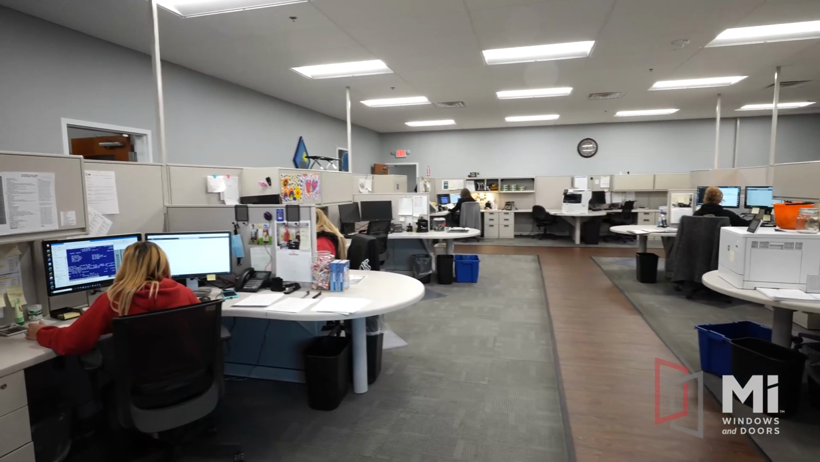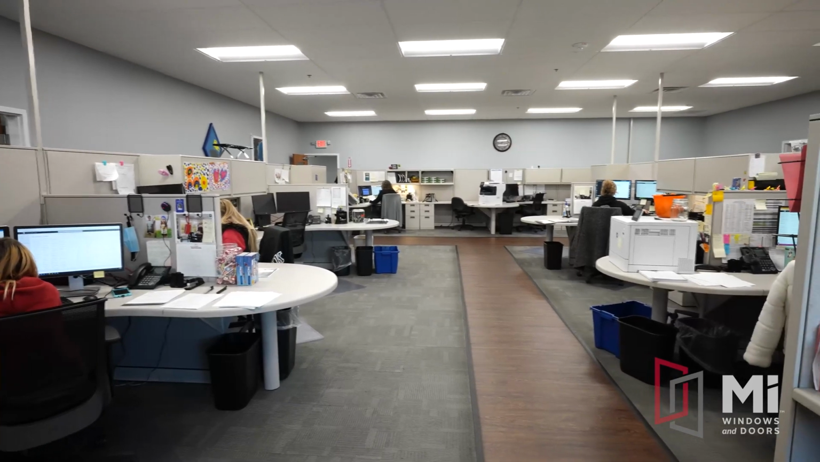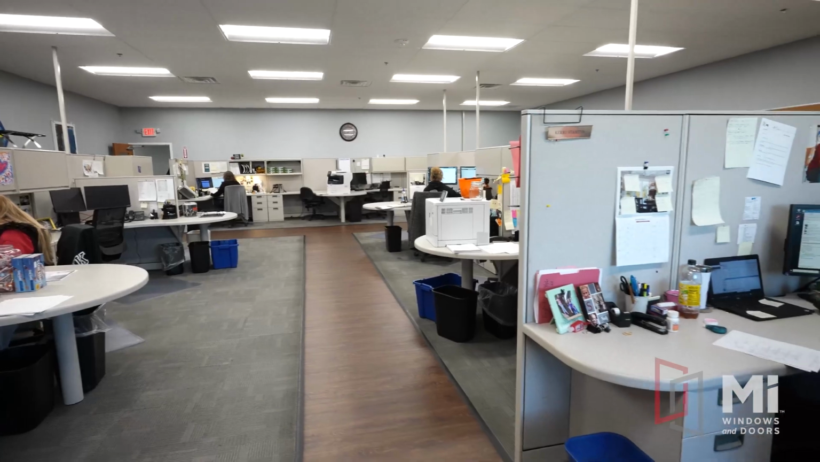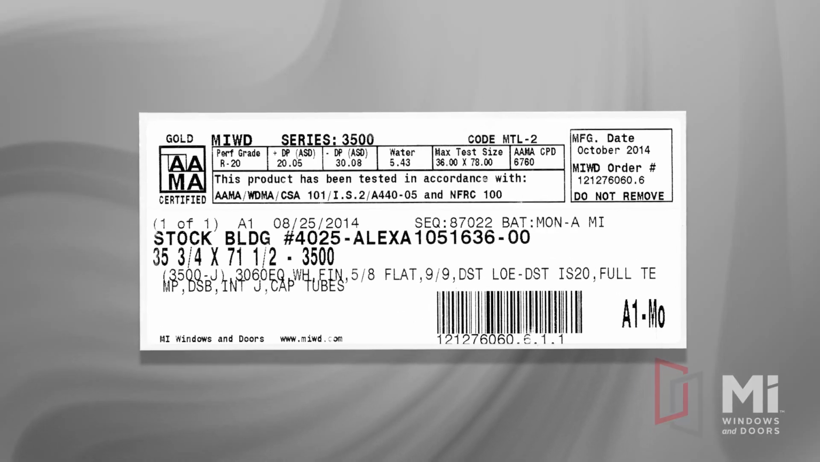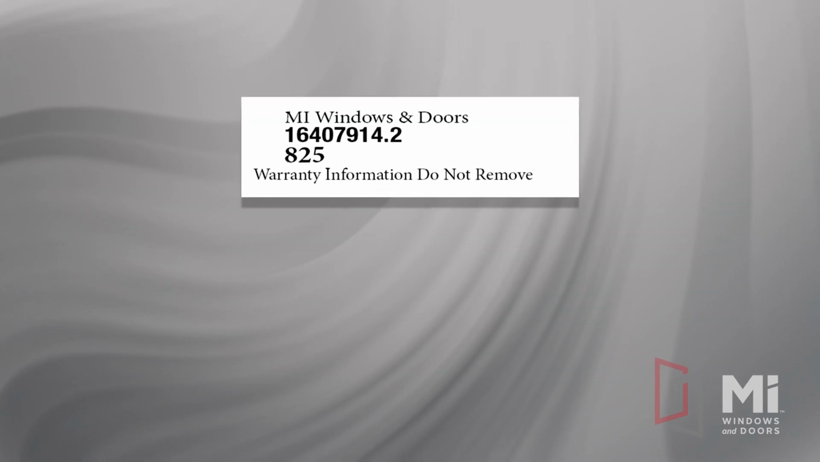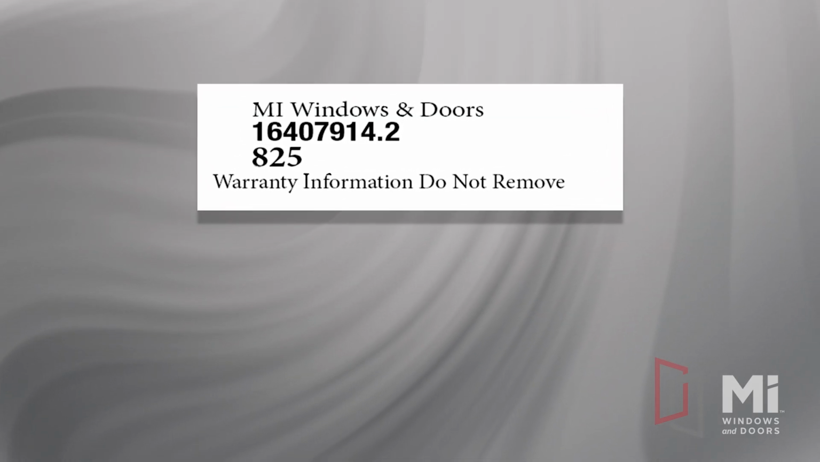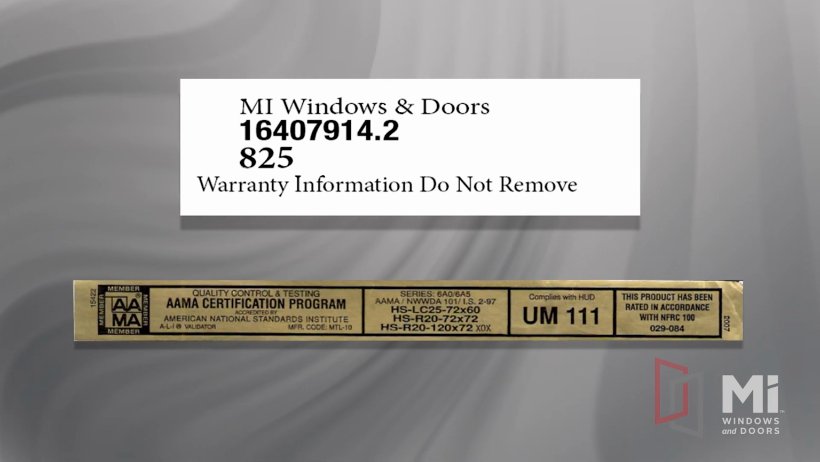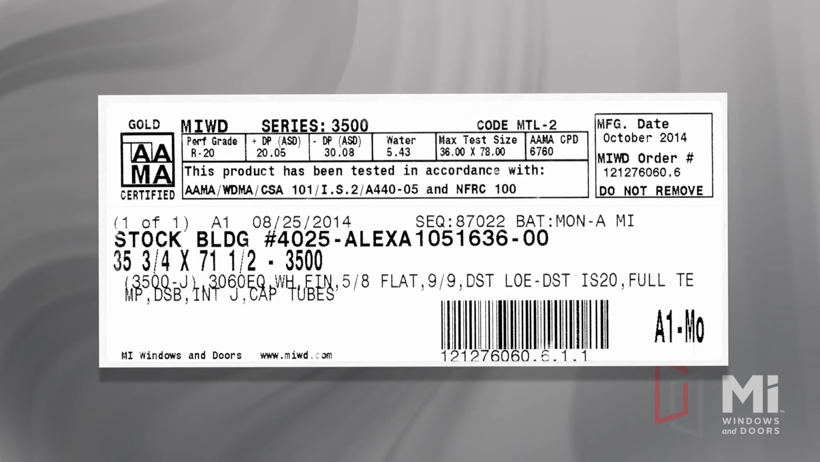When calling our customer service department, for any reason, one of the first things they are going to ask you for is the series number and the order number. This information can be found on the white window ID labels. If you have one of our slightly older models, you may find a combination of the MI Windows warranty label and the gold American Architectural Manufacturers Association label.